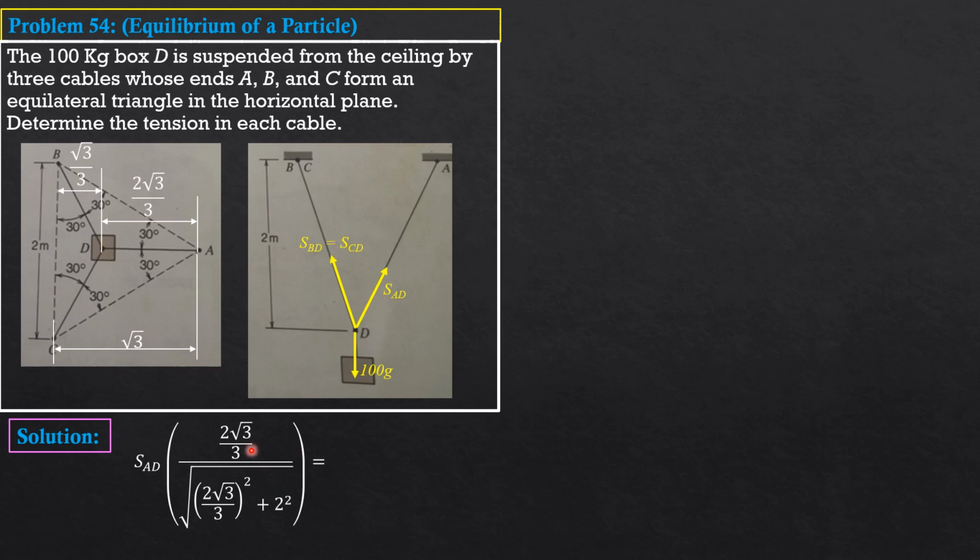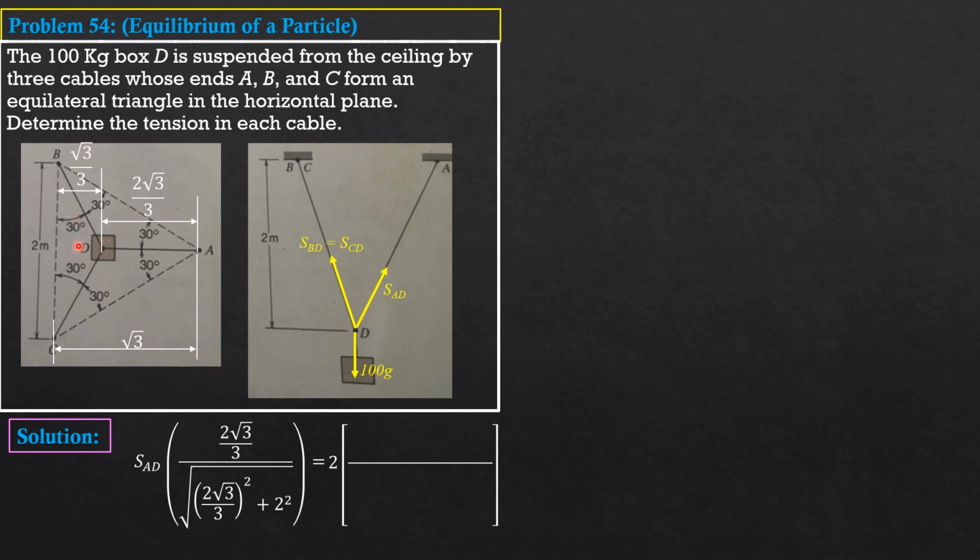So this distance is the horizontal distance here, which is 2 square root of 3 over 3, and the vertical distance is 2 meters. That's why it is just 2 D_AD. There's no movement along this direction. Then this is equal to, there are two cables, they are equal, so times 2.